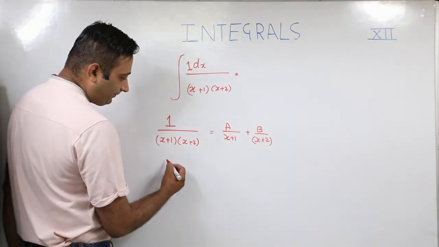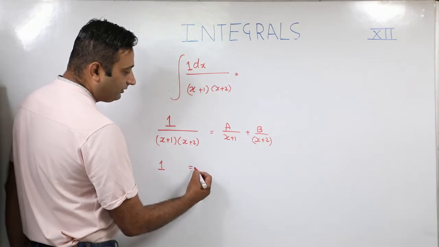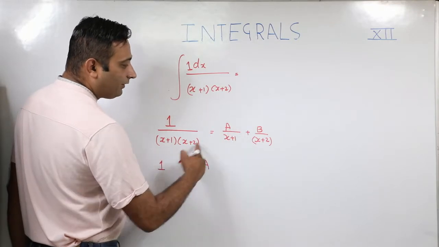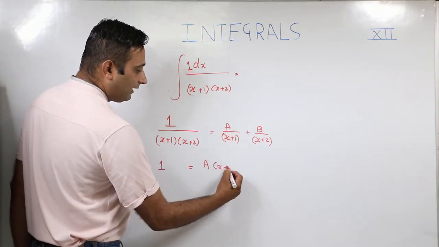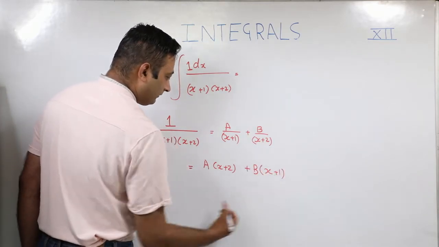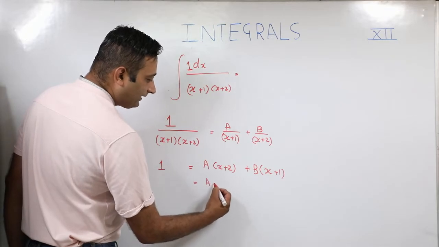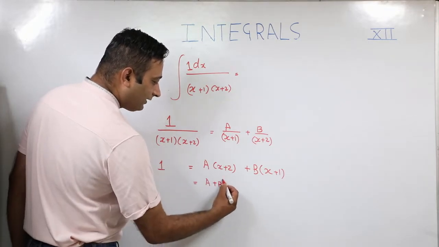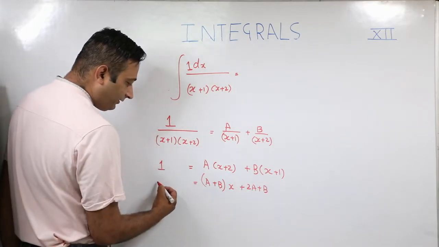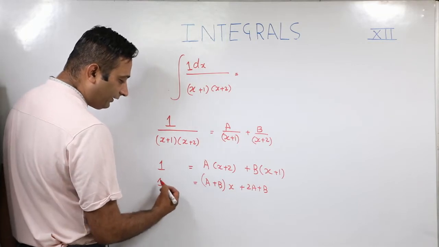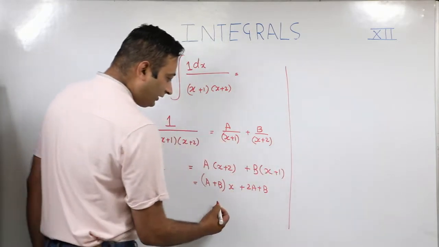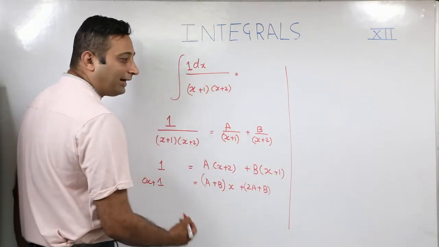We will cross multiply the whole polynomial from the left hand side to the right hand side. We will get A into x plus 1 into x plus 2 divided by x plus 1, we will have only x plus 2, and B multiplied by x plus 1. Now when we open the right hand side, we will get Ax plus Bx, so we can write A plus B times x plus 2A plus B, whereas we have only 1 on the left hand side. Now we can write this as 0x plus 1. Now we can compare the coefficients of x and the constant terms on both sides.